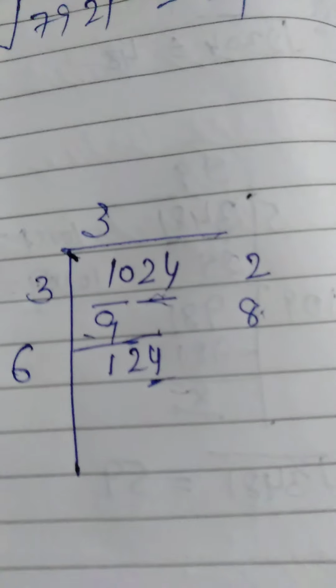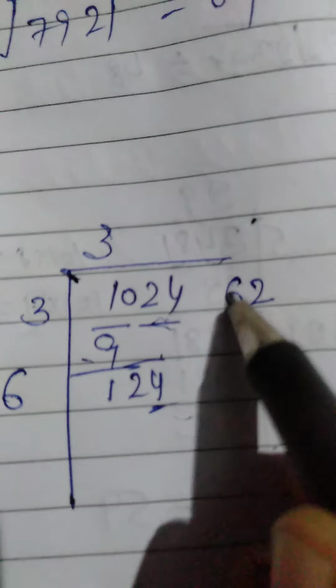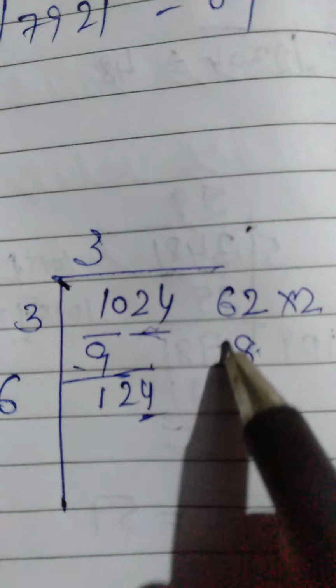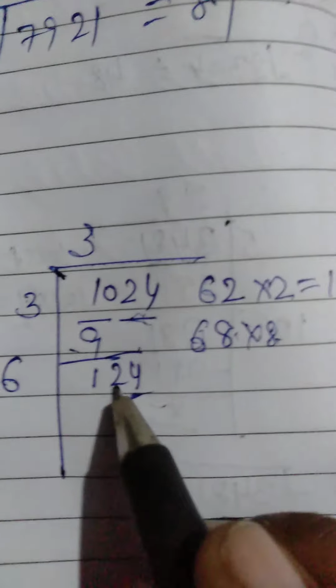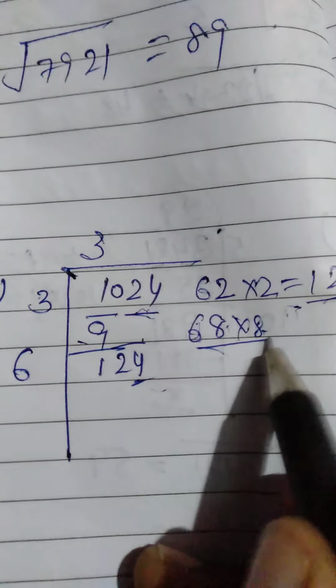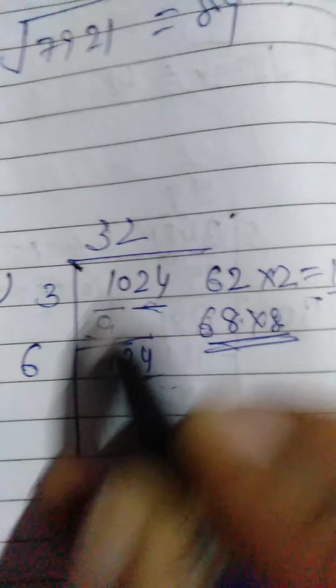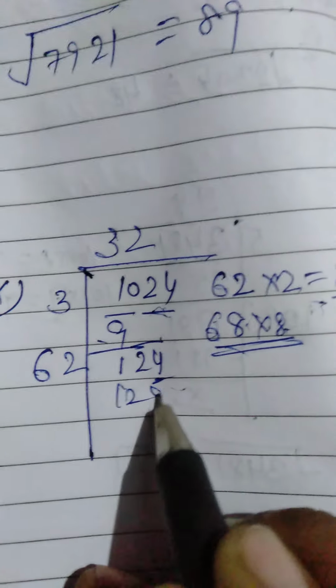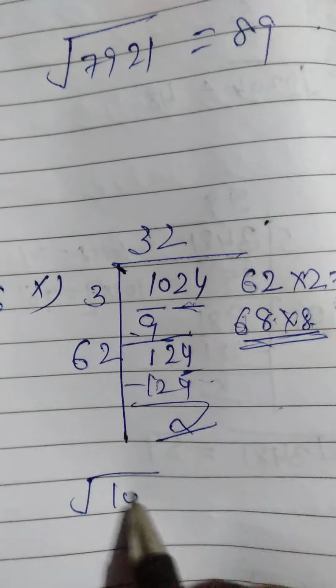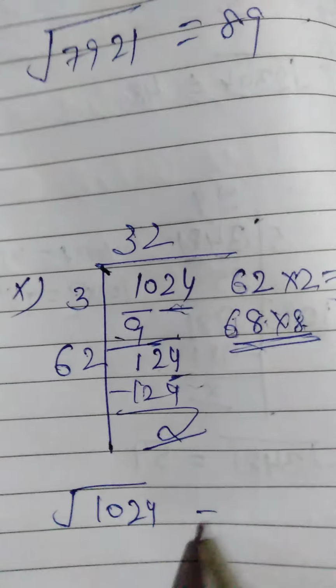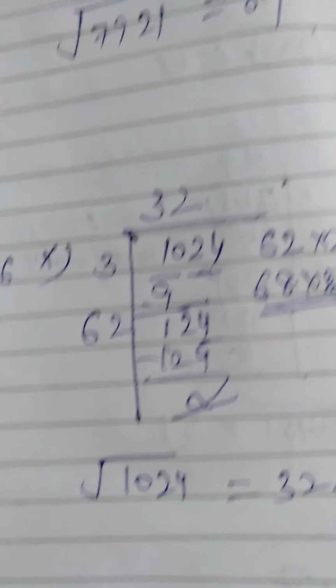In that also you have unit place 4. So let us check if it goes at 2. 62 will be multiplied with 2. If it goes at 8, 68 will be multiplied by 8. You will get 2 2s are 4, 2 6s are 12. Yes, it goes at 2. No need to check at 8 now. So it goes at 2. You will get 124. After subtraction you will find a cross or a 0. So the square root of 1024 is 32, right?